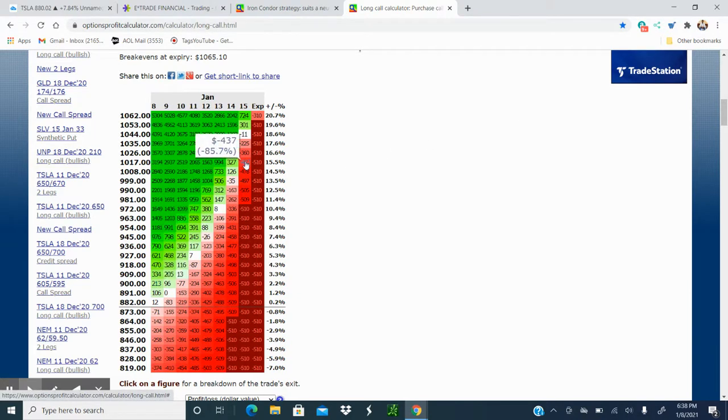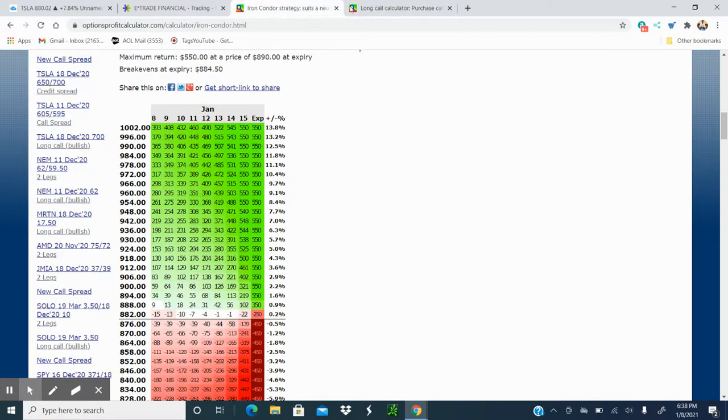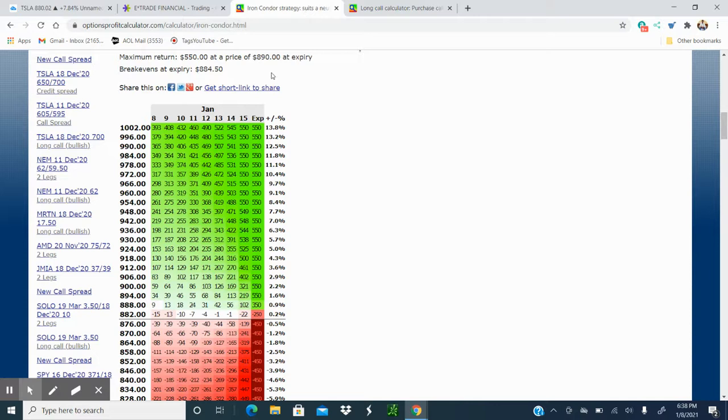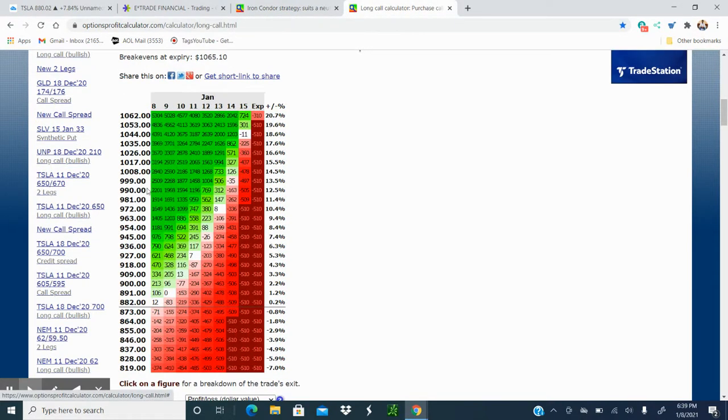But you see the difference in the graphs? Look at this one and look at this one. Look at the difference in green. So here, let's say for some reason on the 15th, Tesla gaps up to 996. You're making 550, right? If it goes to 996 here on the 15th, you're losing money. You see that? You're losing money because of theta burn.